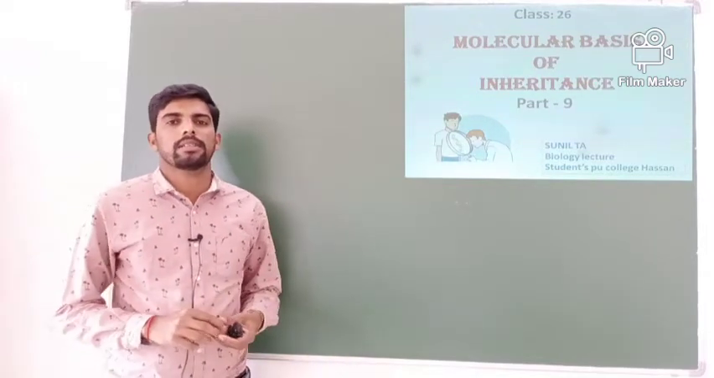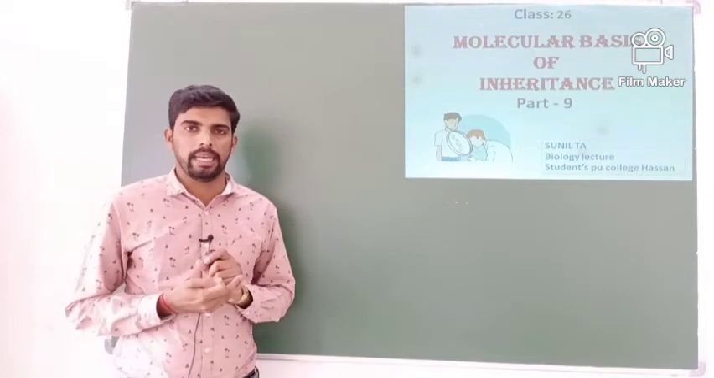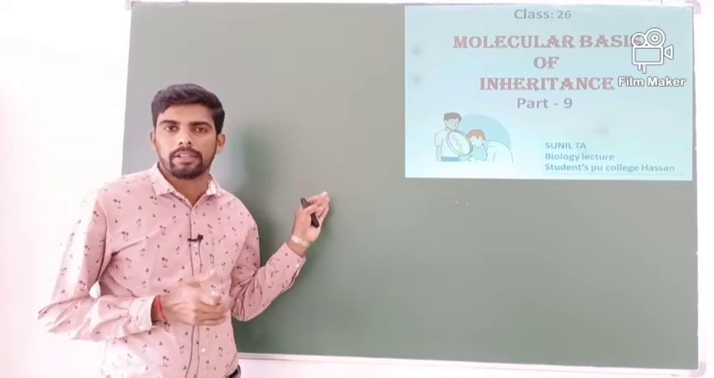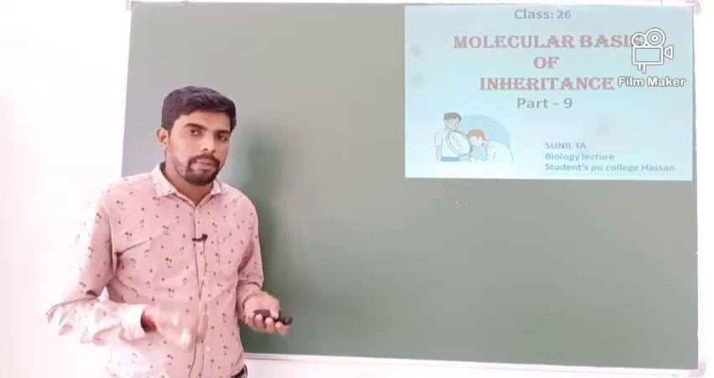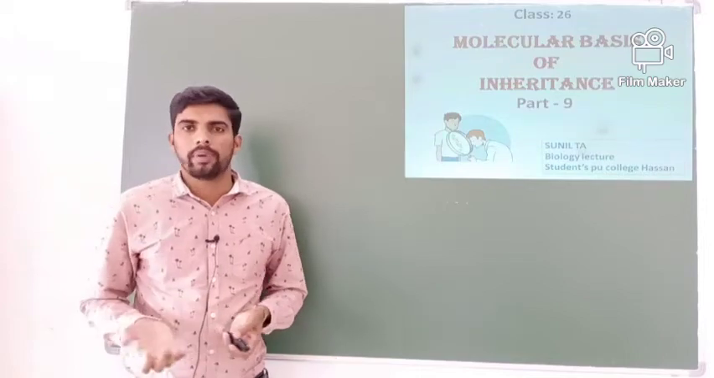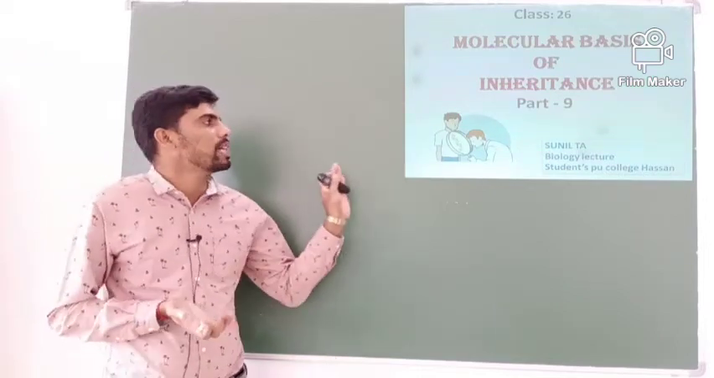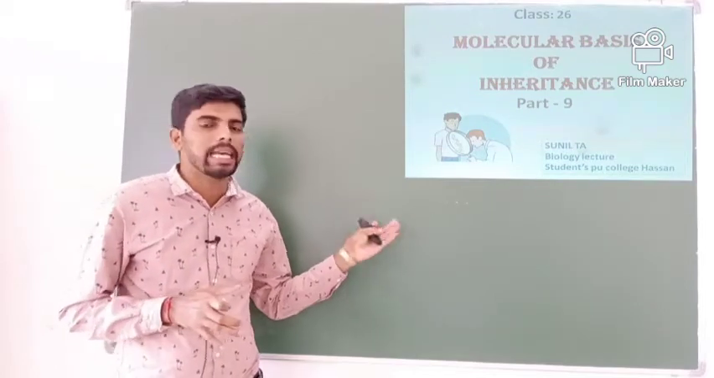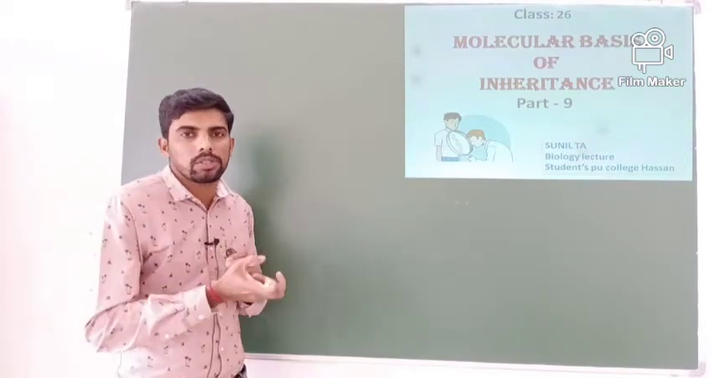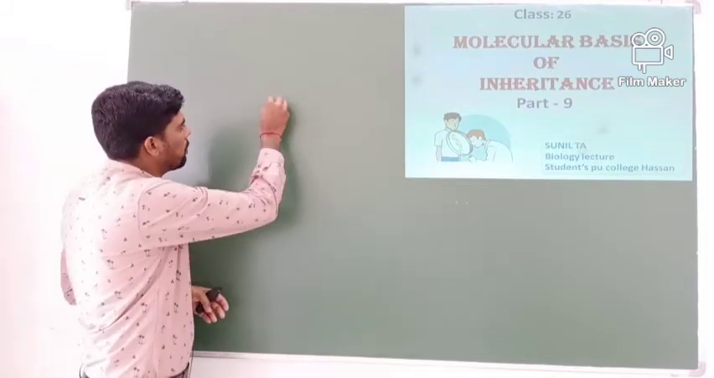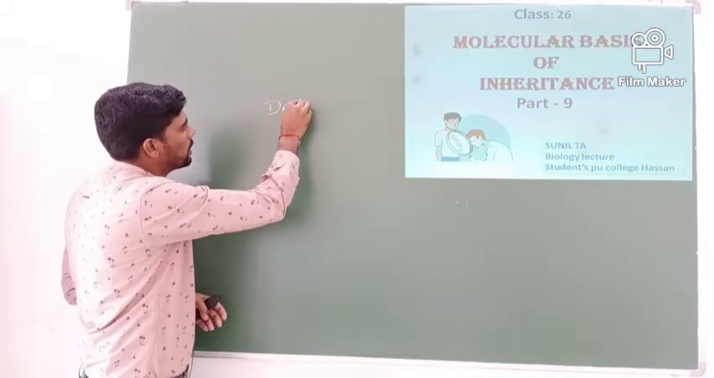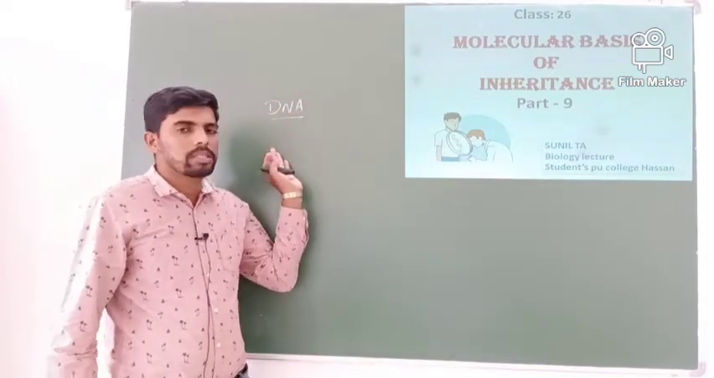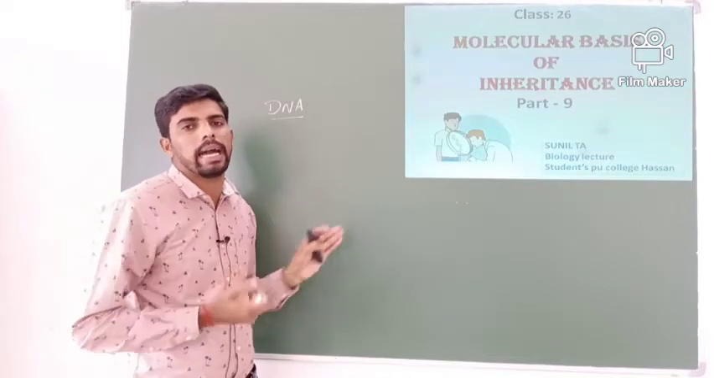In the last session, I discussed the properties of genetic material. That means the basic features of genetic material: replication, stability, adaptability, expressivity and ubiquity. These are the 5 basic features of genetic material, and they can be expressed by both DNA and RNA. But out of these 2 genetic materials, DNA is a better genetic material than RNA. I also discussed the difference between DNA and RNA in the last session.